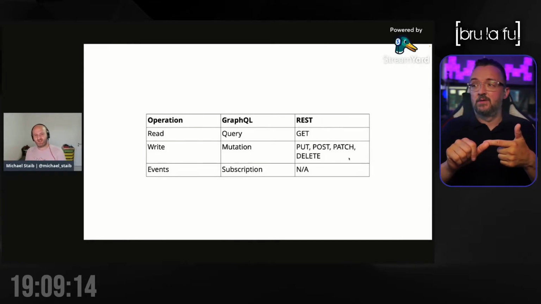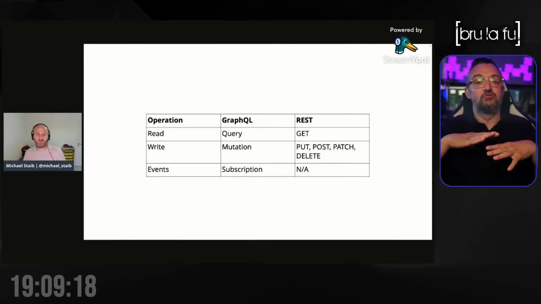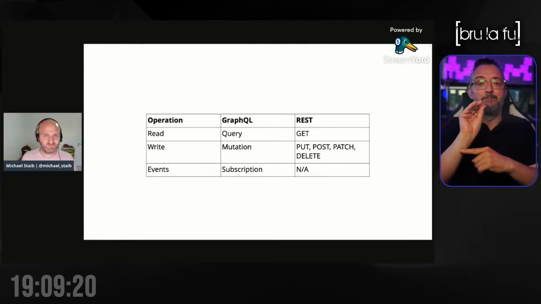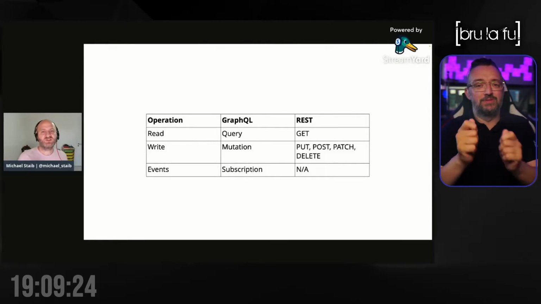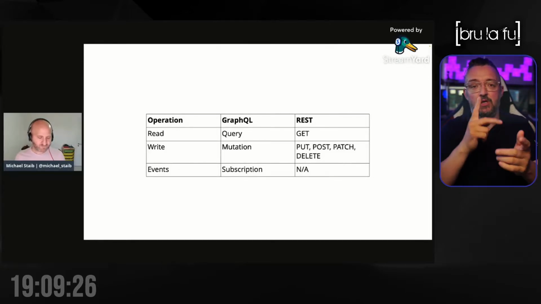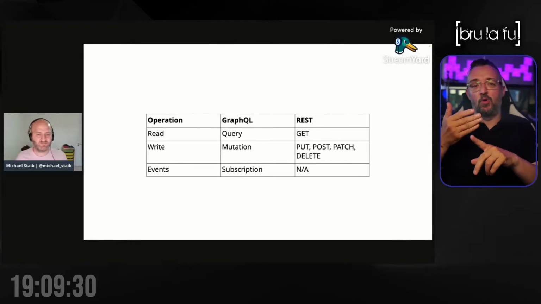Then we have things where you change data. In REST, you would do that with a PUT, POST, PATCH, or DELETE. In GraphQL, we call that a mutation because we change data. We have side effects, or we're causing side effects on our system.